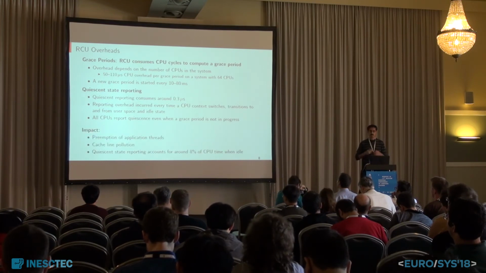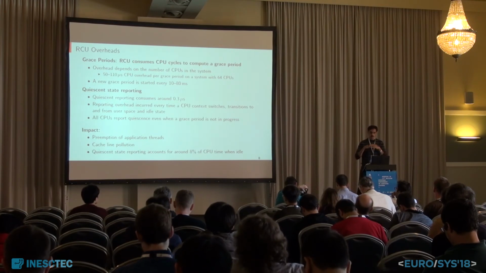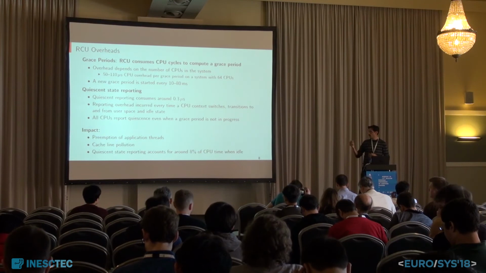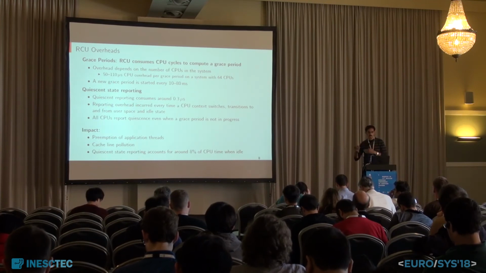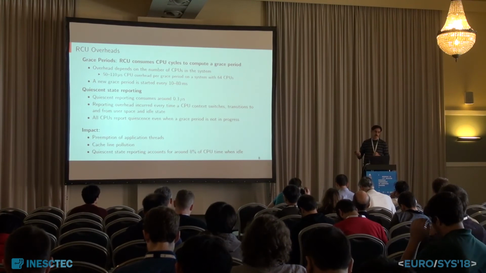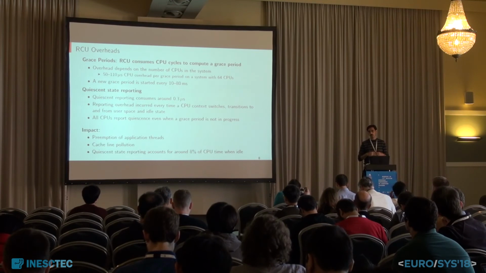The impact is that the grace period computation thread can preempt the application threads in HPC, and it can pollute the cache lines, because it's accessing the tree which consists of per-CPU data. And the last one is, when the system is idle, where there is no activity, there are still some context switches and interrupts coming in, and the overhead because of this accounts for around 8% of the CPU time. So quiescent state reporting itself will account for around 8% of the CPU time when the entire system is idle.